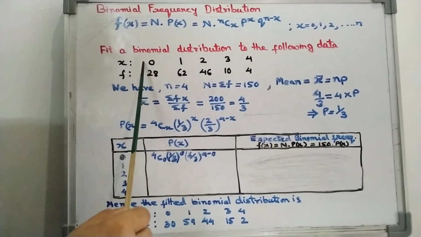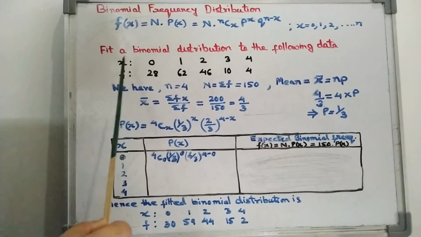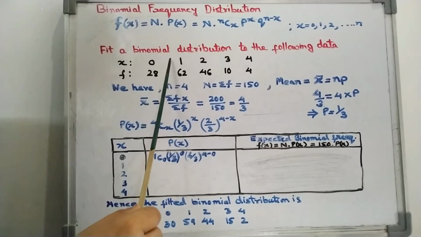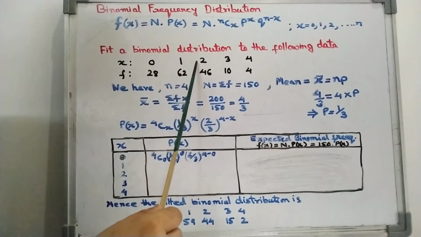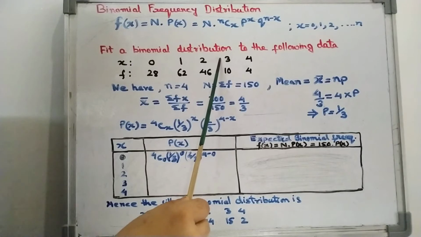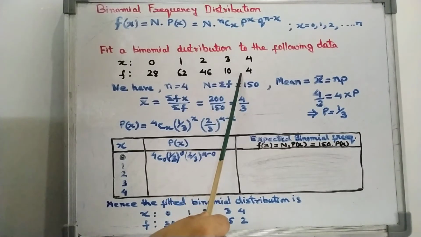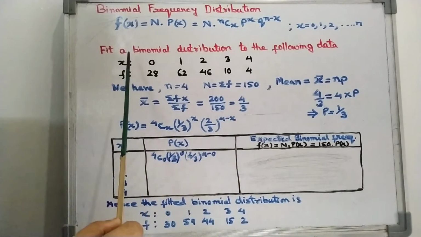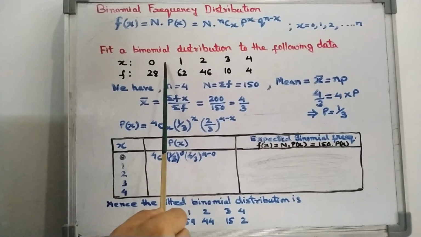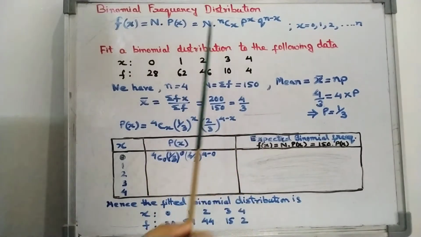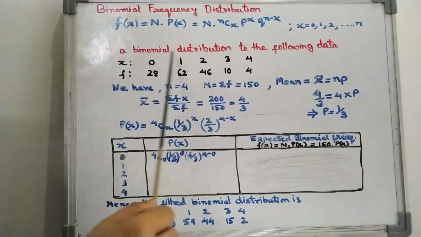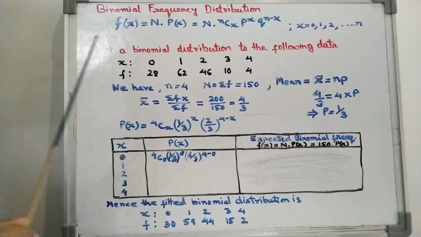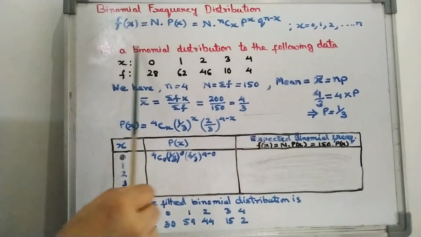That means when we repeat the experiment 150 times, we get 0 heads 28 times, 1 head 62 times, 2 heads 46 times, 3 heads 10 times and 4 heads 4 times. So this is a frequency distribution table where x denotes the number of heads and takes the values 0, 1, 2, 3, 4. Now we are asked to fit a binomial distribution to the following data. By actually performing the experiment we get this frequency distribution.